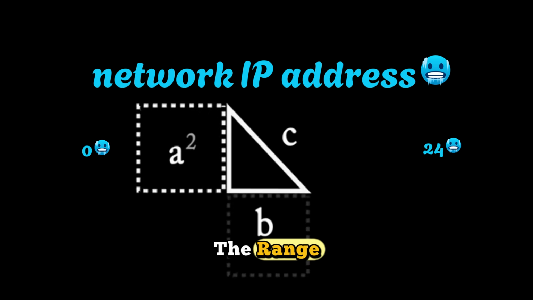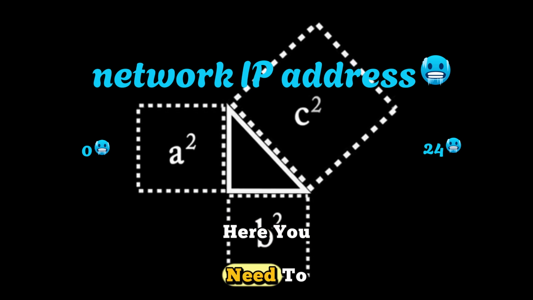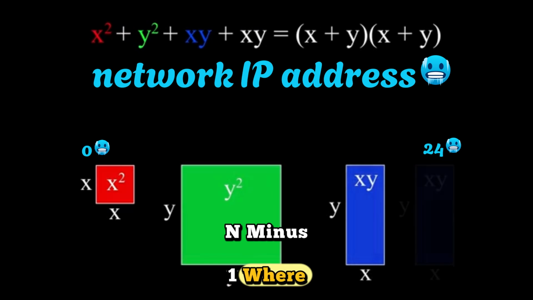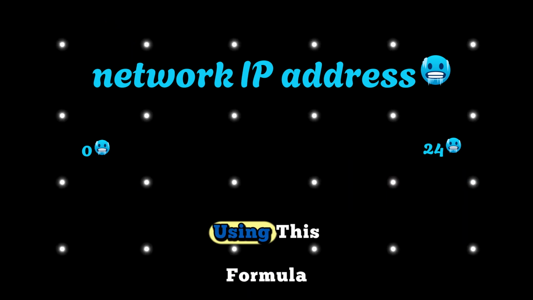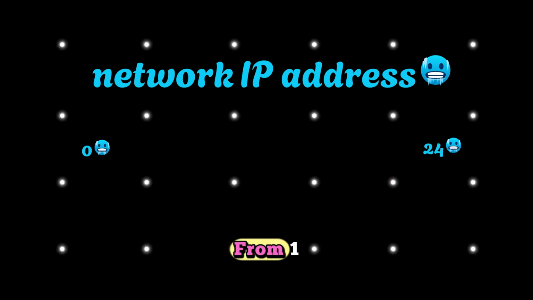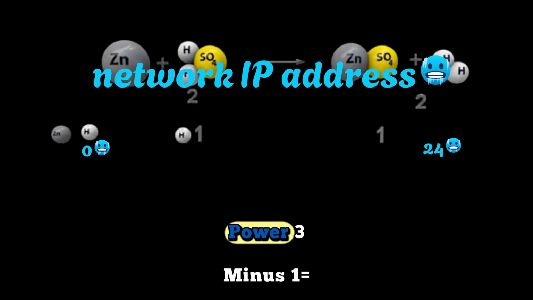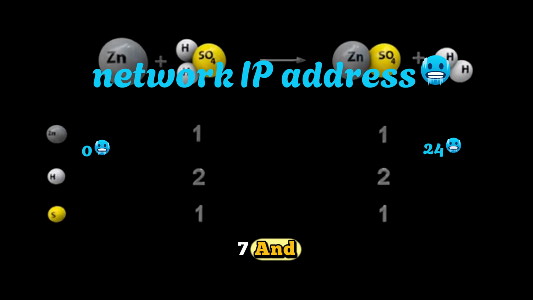Now what about the range of powers of 2? Here you need to use this formula. Range equals 2 to the power n minus 1, where n is the number of bits. Using this formula, the range of numbers from 1 to 4 is 2 to the power 2 minus 1, which is equal to 3. The range of numbers from 1 to 8 is 2 to the power 3 minus 1, which is equal to 7, and so on.